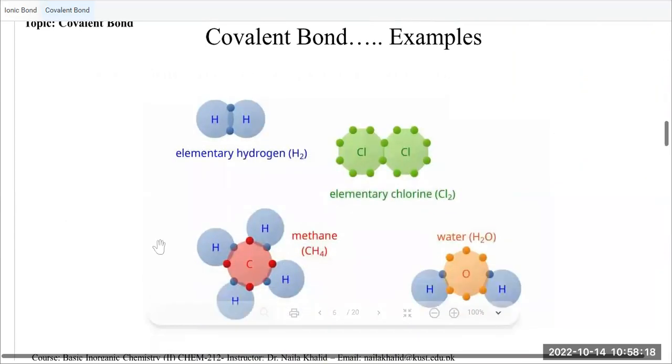Some examples of covalent bonds: in the hydrogen molecule, and in the methane molecule CH4, the carbon-hydrogen covalent bond. In water, the oxygen-hydrogen covalent bond is formed by the sharing of electrons, and the chlorine molecule also shares one electron from here and one electron from here. So that is why a bond is formed between chlorine and chlorine.